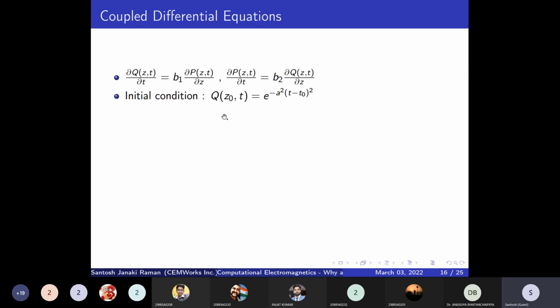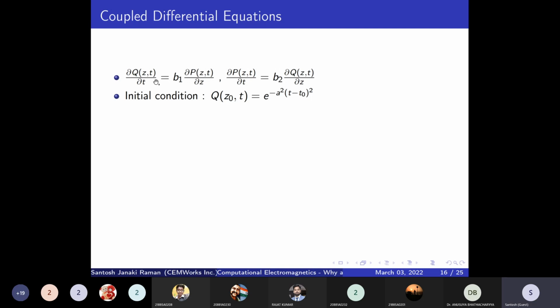So let's say this is the initial condition in this case. That is z naught. In this case, we don't call it an initial condition, we call it a boundary condition, wherein you are given the value of Q at a certain point for all times. And now your goal here is to find the value of Q at all the z values at all the times. And similarly, you want to find the value of P at all the z values and at all the times. Now, how do you do that?